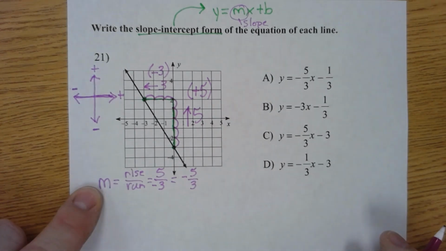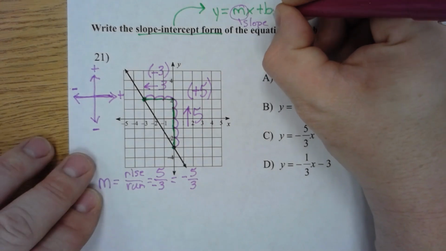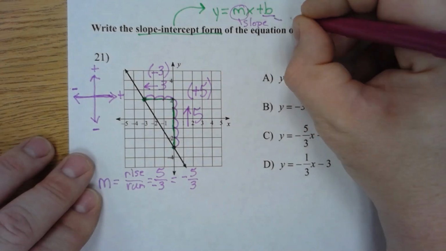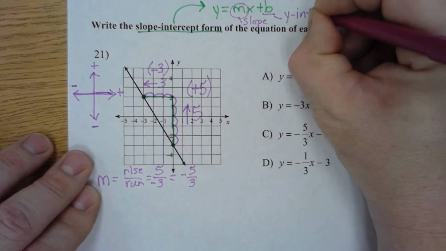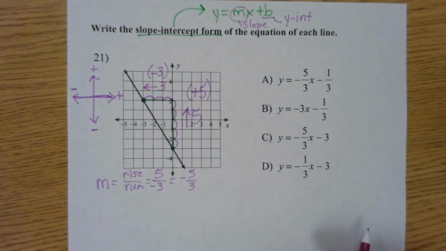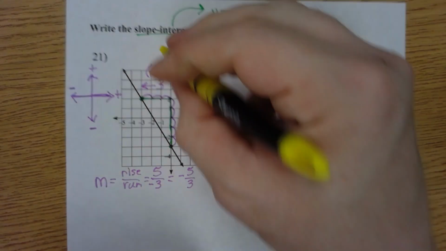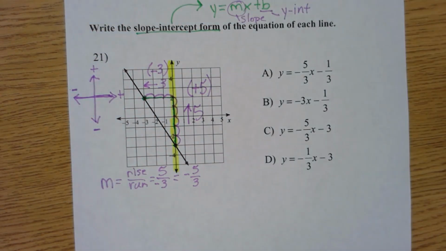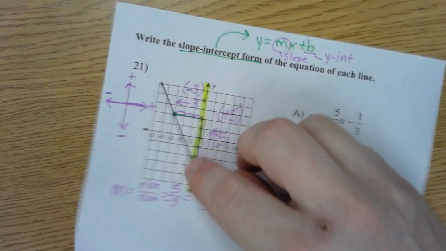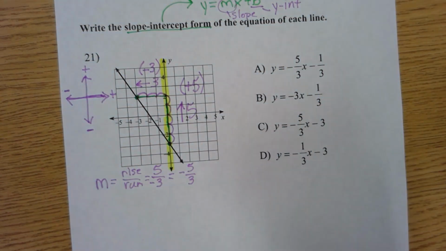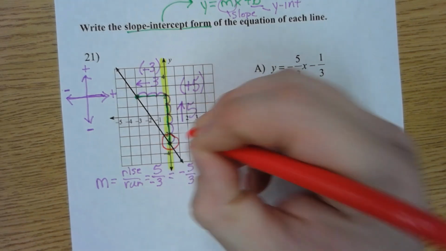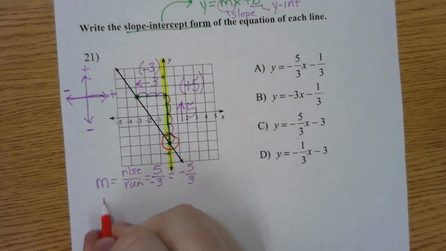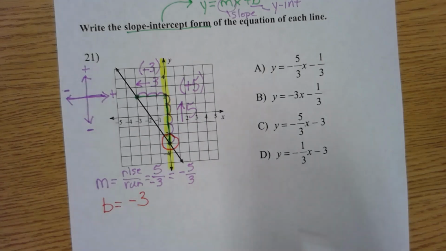So that's our m. Now we need to find our b, which is our y-intercept. Guys, this is just what it sounds like. Remember, y-intercept means where does the line intersect the y-axis. So I'm going to highlight my y-axis so we know what we're looking at. And I'm looking for where does this line intersect or cross the y-axis. It does it right here. At what number is that? Negative 3. So b equals negative 3.